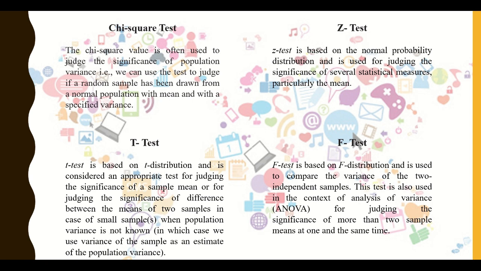Next, that is the F test. To understand the F test, an F test is a statistical test in which the test statistic has an F distribution under the null hypothesis. It is most often used when comparing statistical models that have been fitted to a data set in order to identify the model that best fits the population from which the data were sampled.